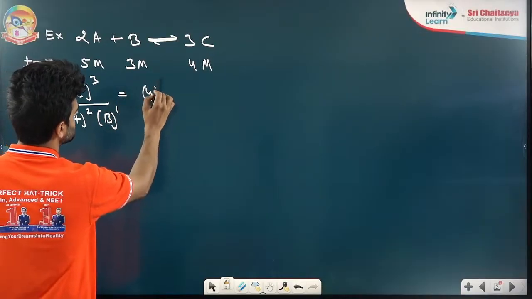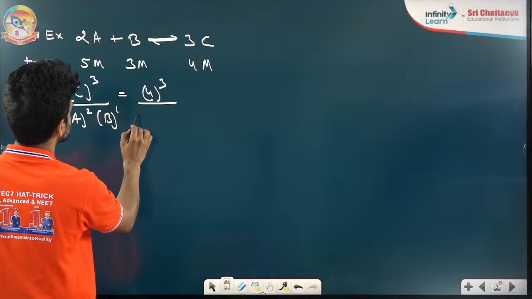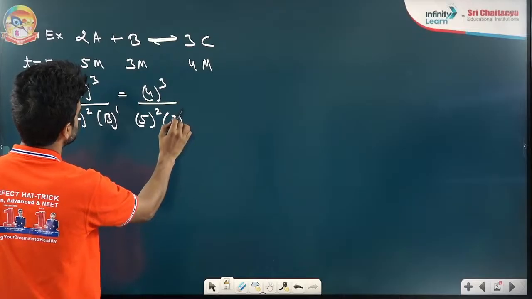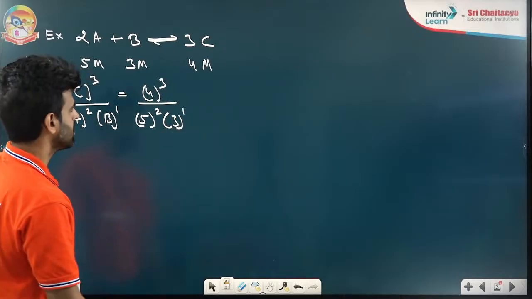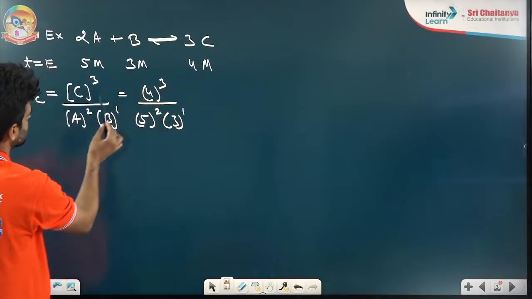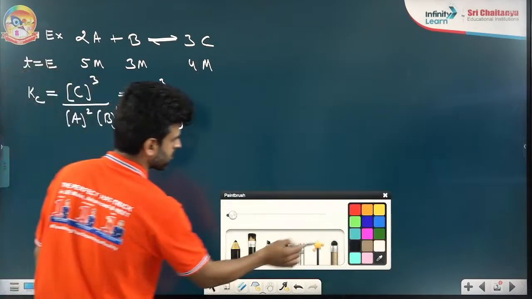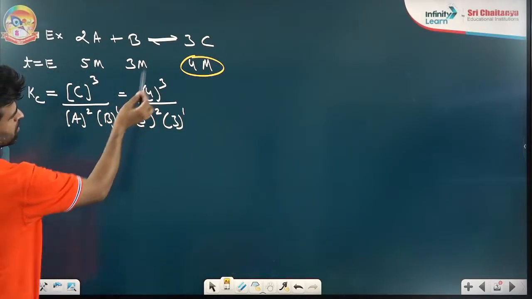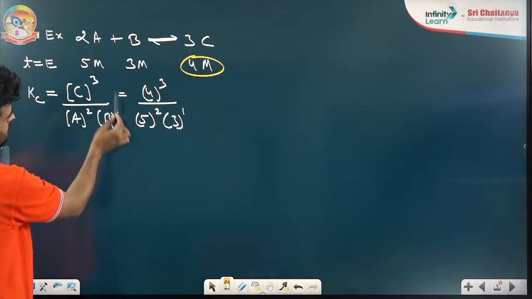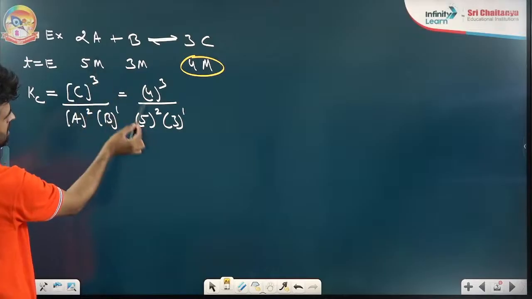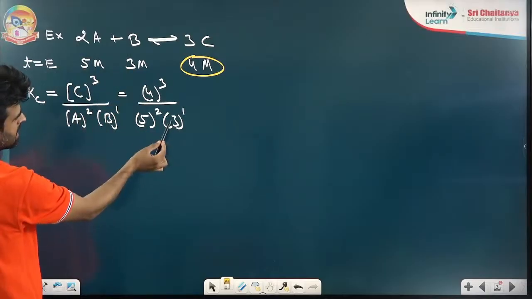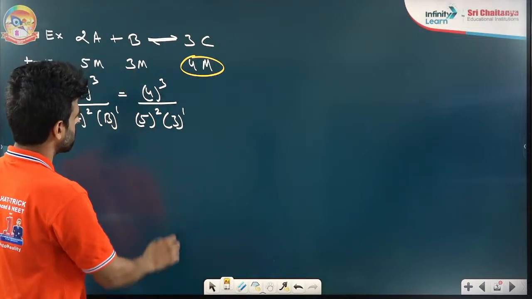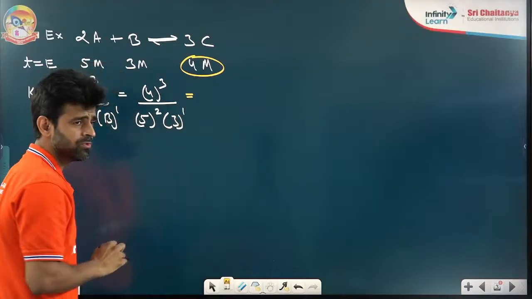So the value is 4 cubed over A, which is 5, to the power 2, and B, which is 3, to the power 1. Clear? Once again, C is 4 molar at the time of equilibrium, so 4 molar to the power 3, because its coefficient is 3. A is 5 molar, power 2, as its coefficient is 2, and B is 3 molar, power 1. Can you solve this? What is coming from here? 4 cubed is how much?